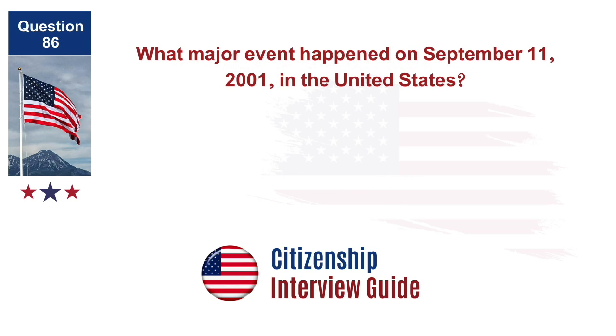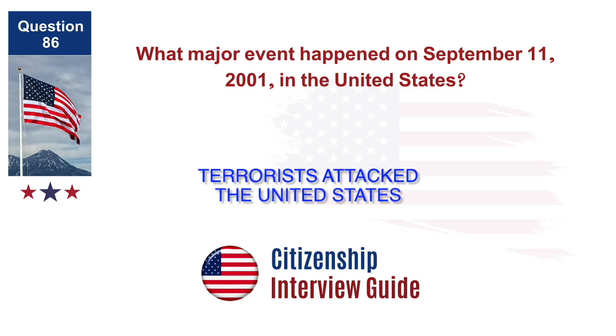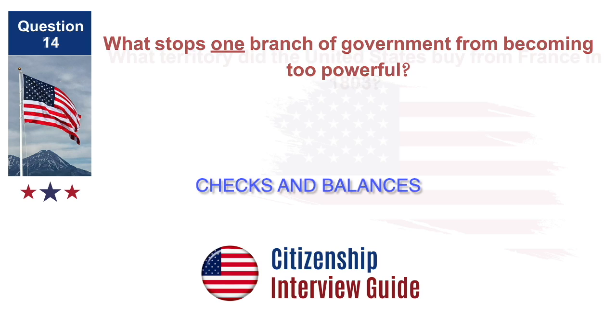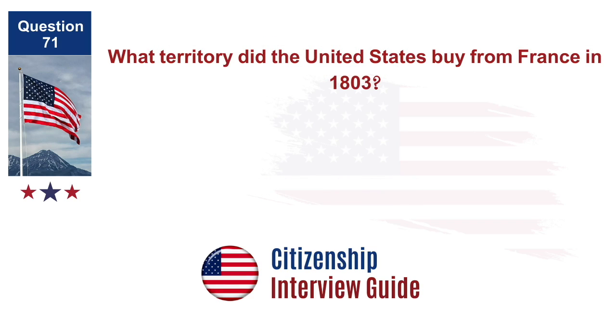What major event happened on September 11, 2001 in the United States? Terrorists attacked the United States. What stops one branch of government from becoming too powerful? Checks and balances. What territory did the United States buy from France in 1803? The Louisiana Territory.